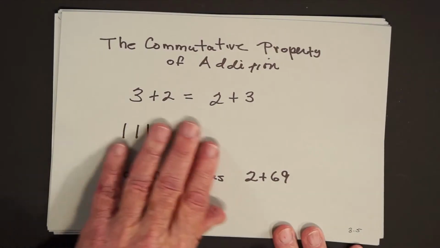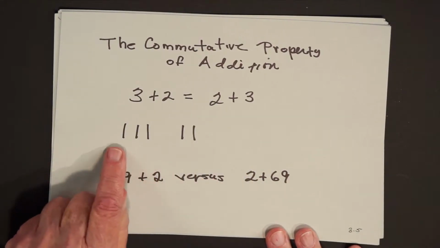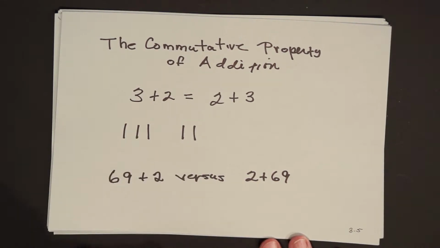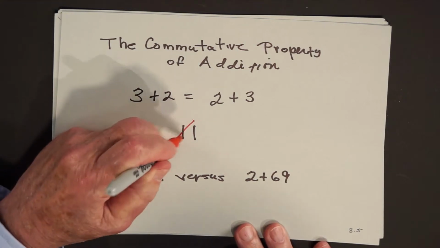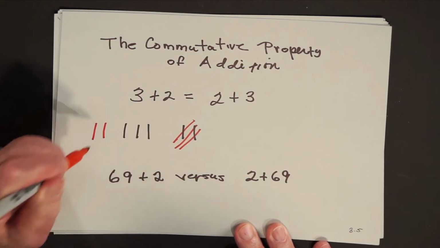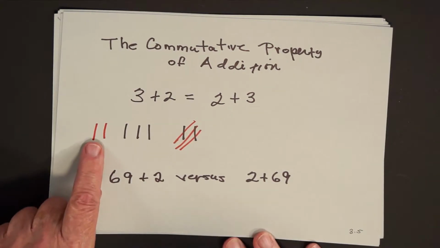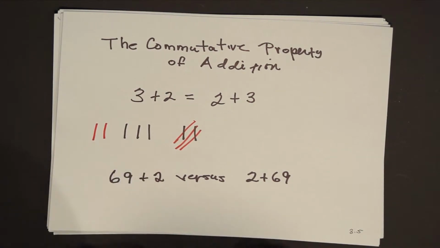Well, look at what this says in terms of tally marks. Isn't 3 plus 2 this many tally marks plus this many tally marks? And if I take these 2 tally marks and move them over to here, have I changed the number of tally marks? No, but now I have what? 2 plus 3. And if you think that this isn't confusing to students, ask them a question like this.